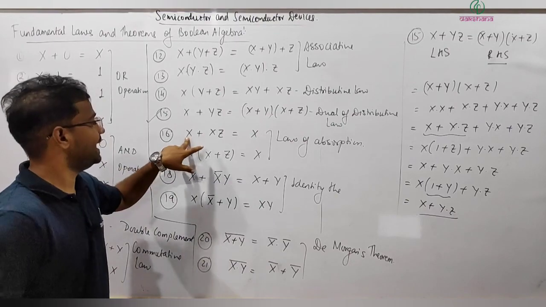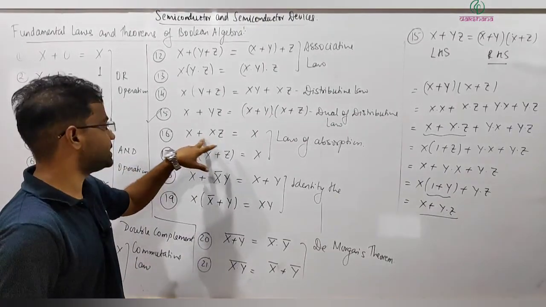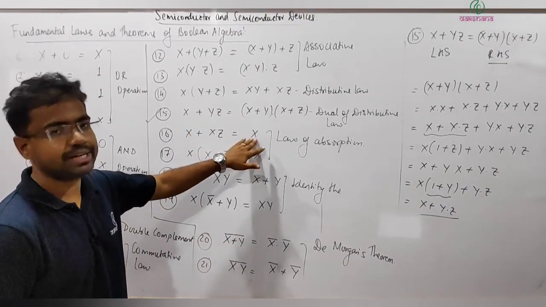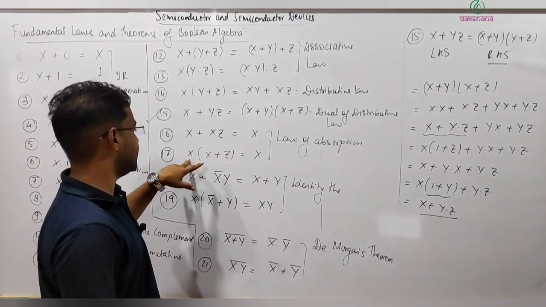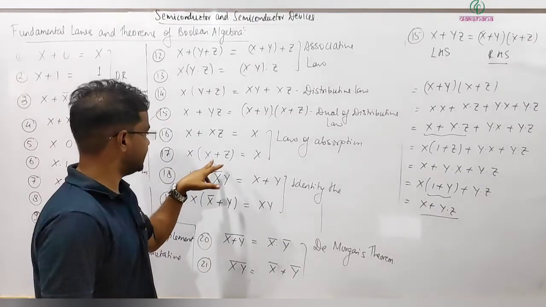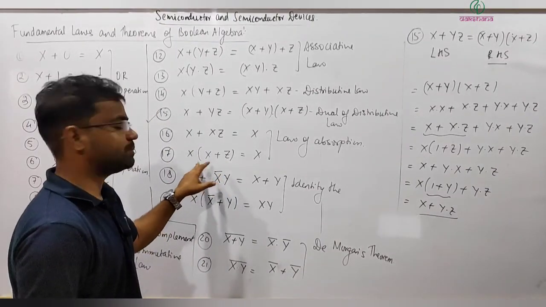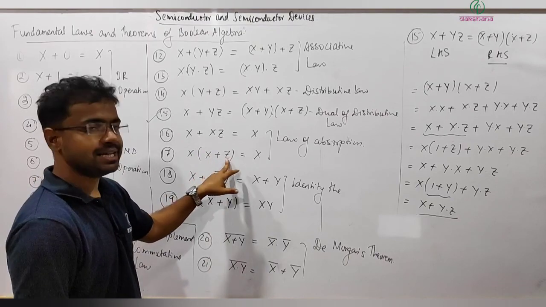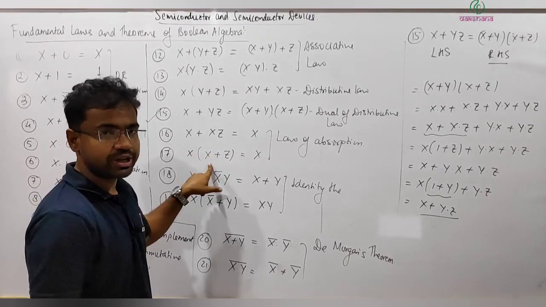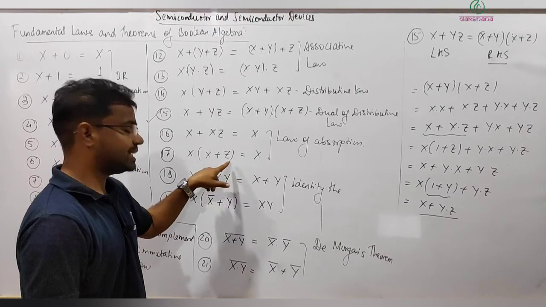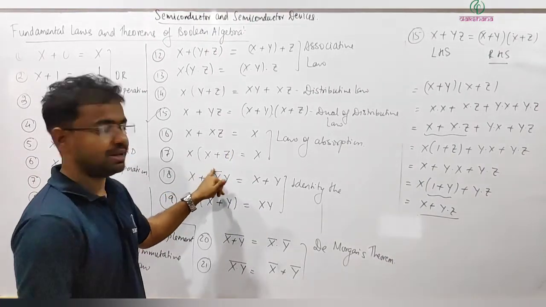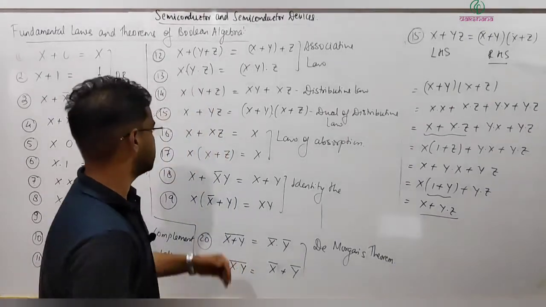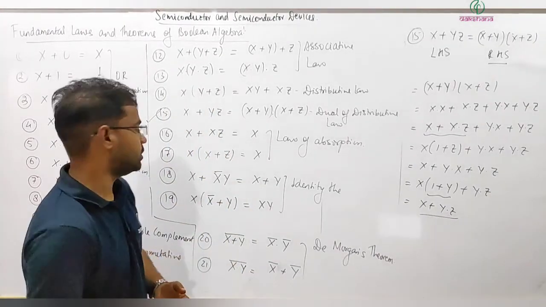Next thing is x plus xz. Here it's a simple thing. You can take x out, then it will be 1 plus z and we get simply x. Similarly here x bracket x plus z: just multiply it basically, open it, x dot x plus xz. Then x dot x will be x plus xz, take x out, then 1 plus z, and you will get x again. So this is called the law of absorption. Here z is basically getting absorbed.